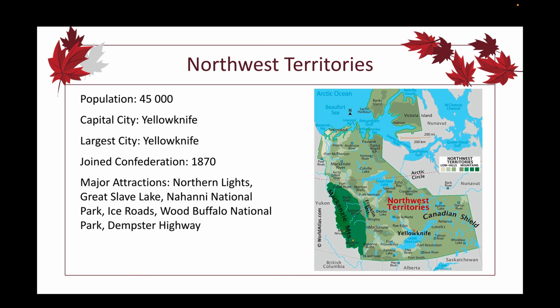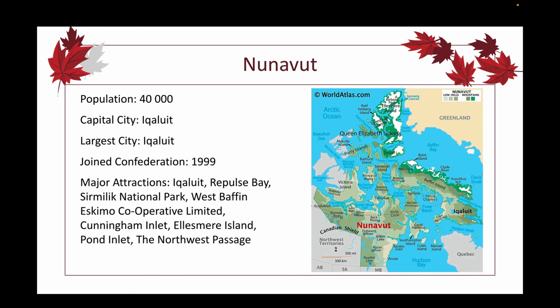I'm not going to make this mistake again, I'm not going to say west. We're going to go to the east for our last territory. Our last territory is Nunavut, with a population of about 40,000 people. Capital city, as well as its largest city, is Iqaluit. And they joined Confederation. Well, they've always been a part of Canada, but they became their own territory in 1999 so that they could have greater political representation for the Inuit people that are living in Nunavut. Again, being Canada's north, their major attractions are definitely going to be connected with nature. It's a beautiful place to go and visit.